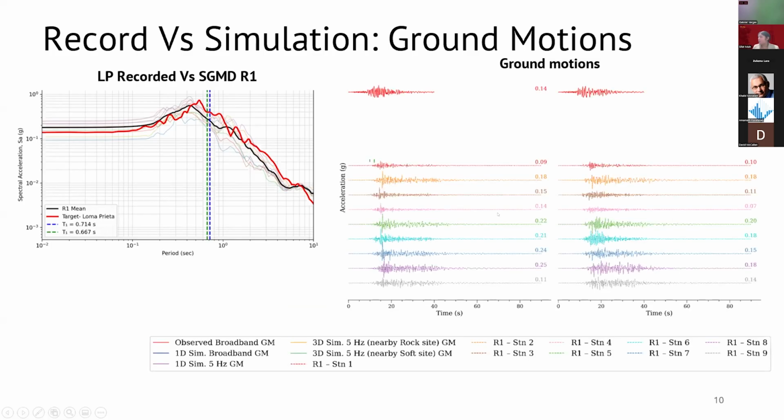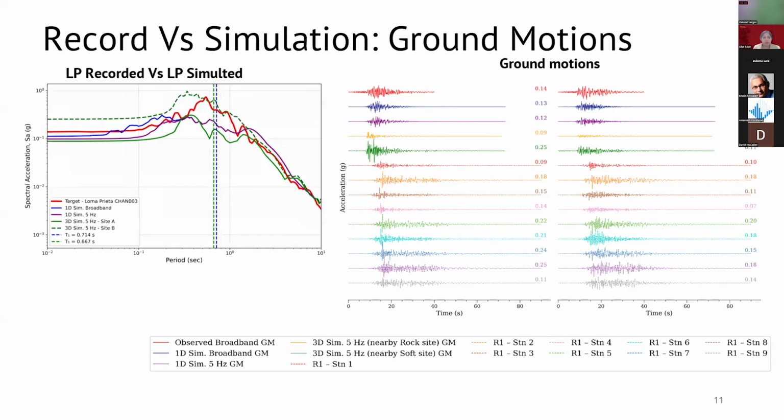So these are the actual waveforms of the station 1 to 9 from realization 1. The red up at the top is the recorded Loma Prieta motion. And we see that there are some stations that are giving us good match in terms of PGA. So stations 3 and 4 in X direction and stations 7 and 9 in Y direction is giving us good match. So this is SGMD realization 1.